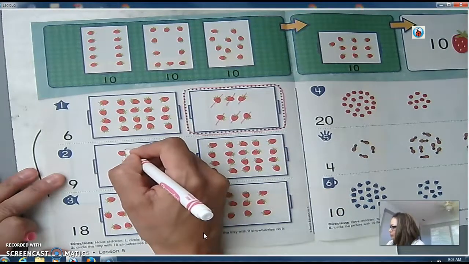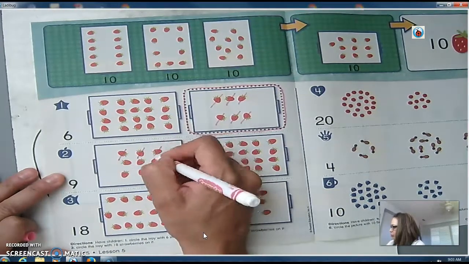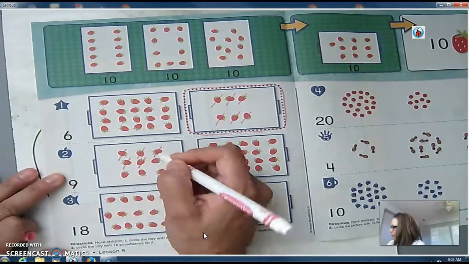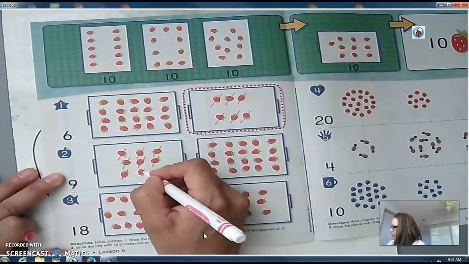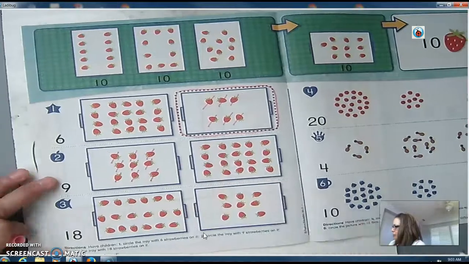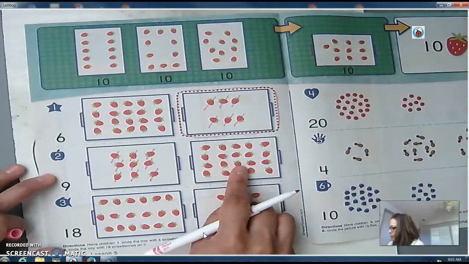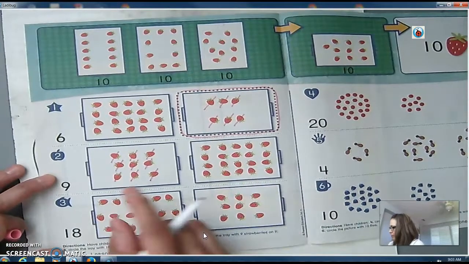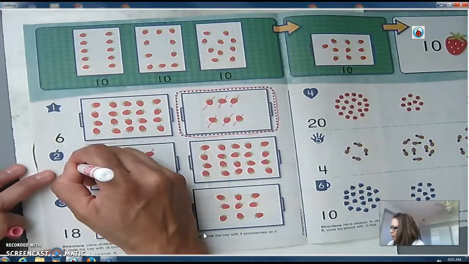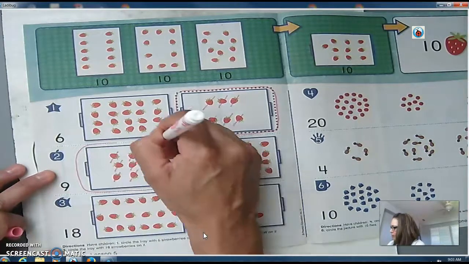Ready? 1, 2, 3, 4, 5, 6, 7, 8, 9. So we know that this group right here is going to be way bigger than 9, right? So let's go ahead and circle this one because we know this one has 9.